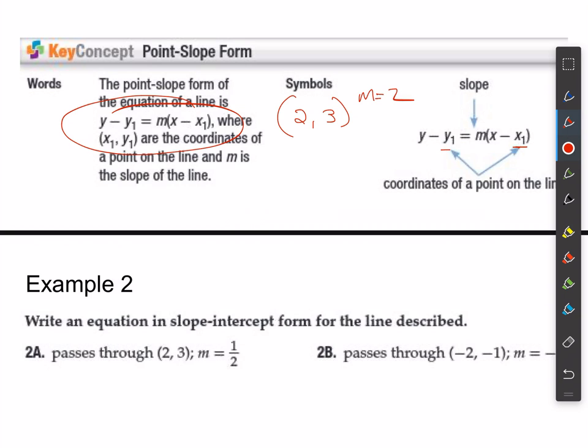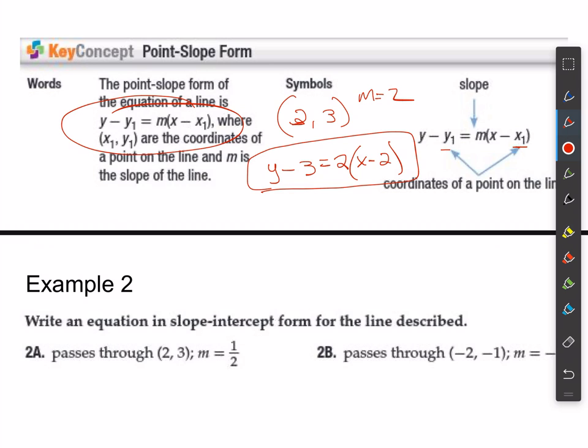How I would plug this information in is I would say y minus the y value, which is 3, is equal to the slope, which is 2, times x minus the x value, which is 2, just getting that from the coordinate. If they want it in point-slope form, that's it, you're done. You can leave it like this. If you want to, though, you can easily convert this to slope-intercept form.